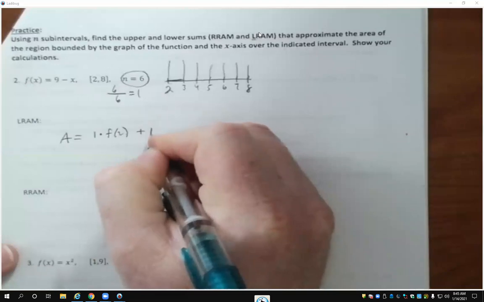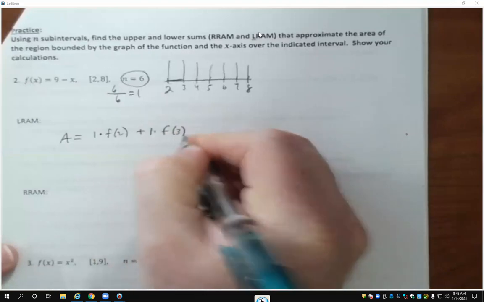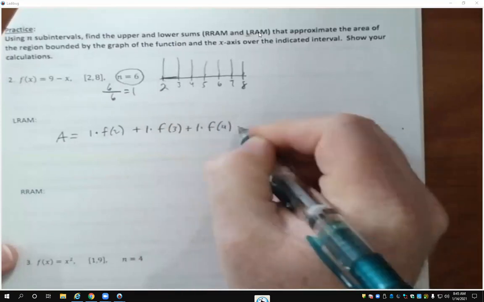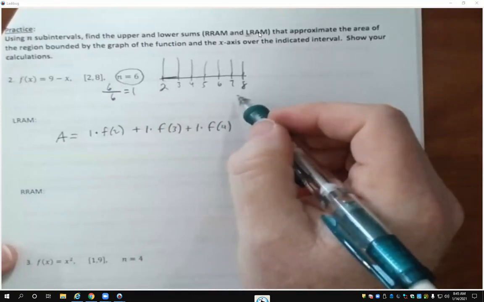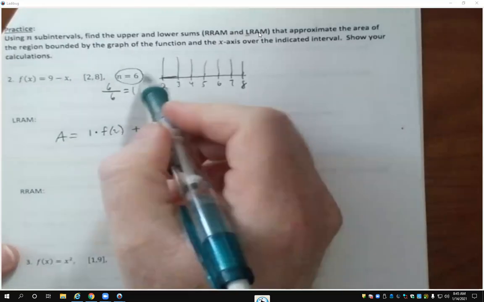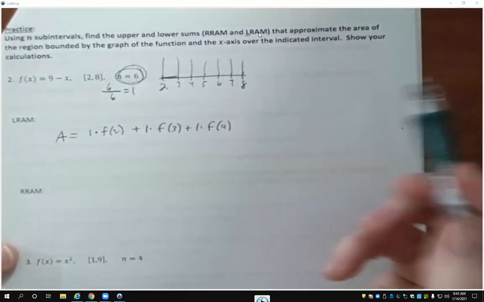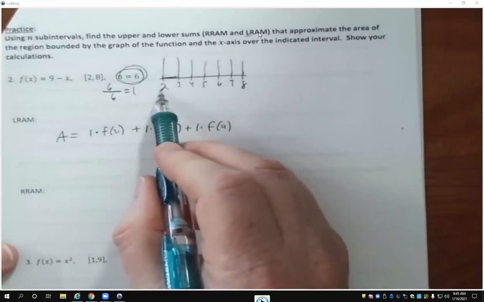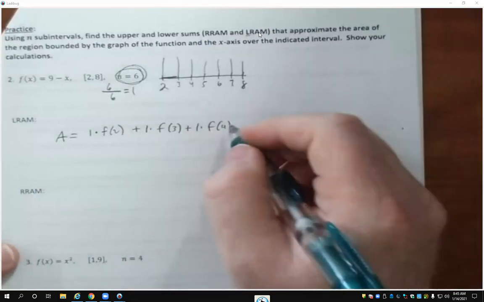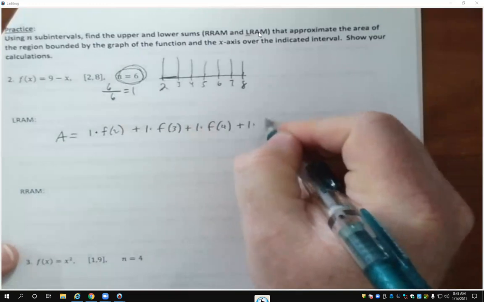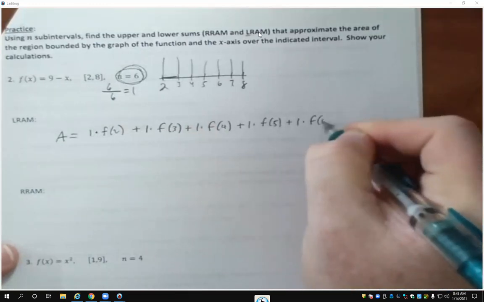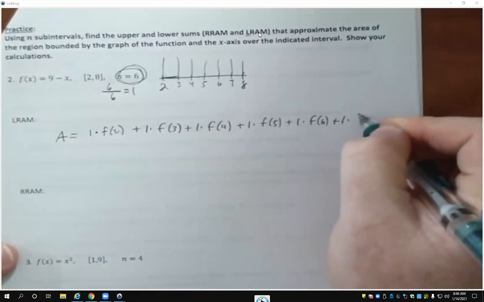So plus 1 times f of 3 plus 1 times f of 4. And I stop after I do 6 numbers, right? Because I want 6 rectangles. Now you'll notice on your number line, that means you're going to go from 2 all the way to 7. So plus 1 times f of 5 plus 1 times f of 6 plus 1 times f of 7.